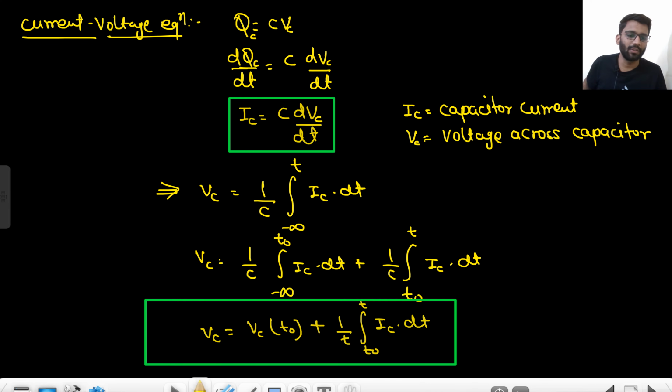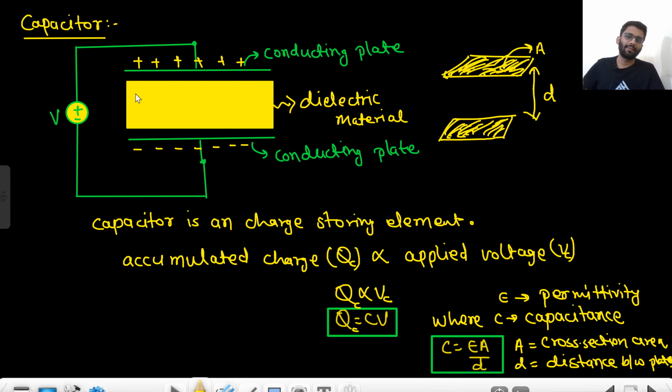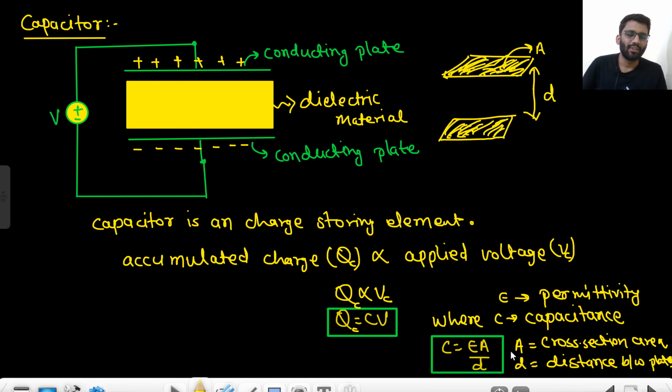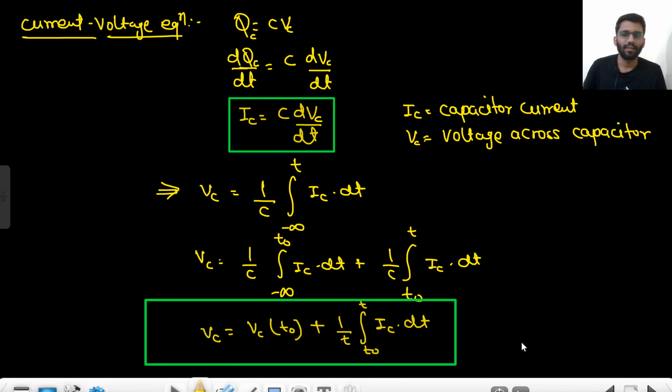So this is all about the capacitor. What is a capacitor? When voltage is applied, charge is accumulated. The charge accumulated is Q equals CV, where C is the capacitance, C equals epsilon A by d. Don't need to mug it up, you just remember it. Then Ic equals C dV by dt. You always have to remember this. Then you can write down Vc equals 1 by C integration i dot dt, and break it down in that way. So this is the final expression we get, the current voltage equation of a capacitor.